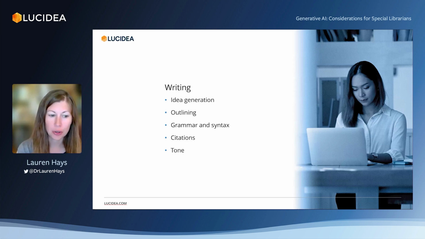Generative AI can do those same things. But with writing specifically, it can help with idea generation. You can use it for brainstorming, helping you outline something. It can help you with research.